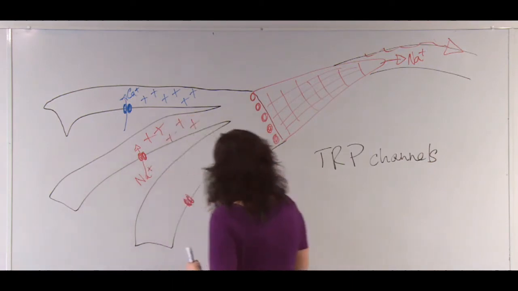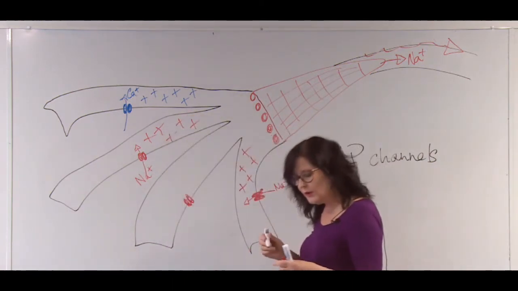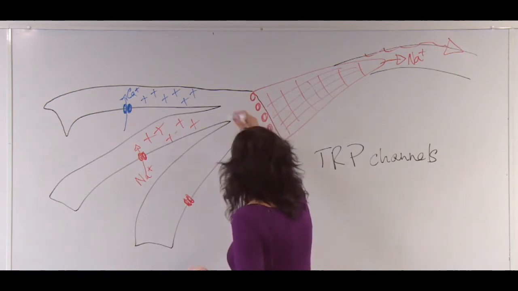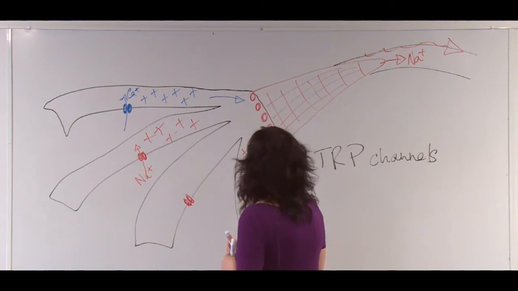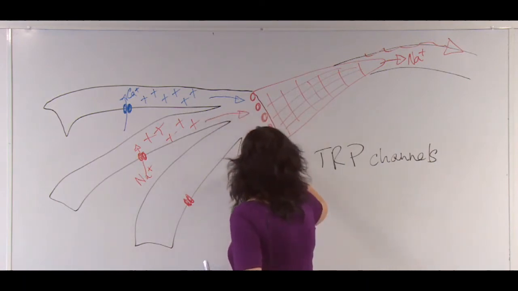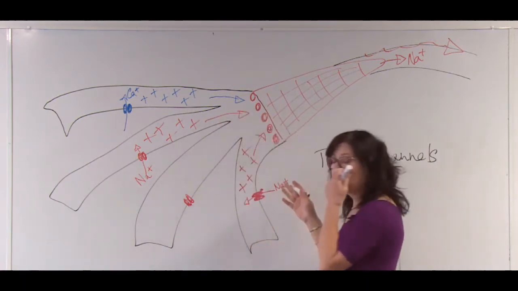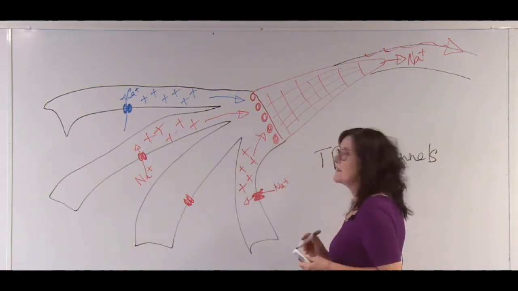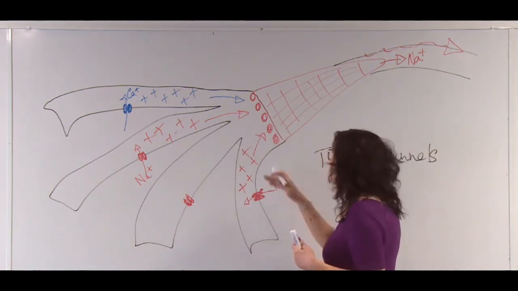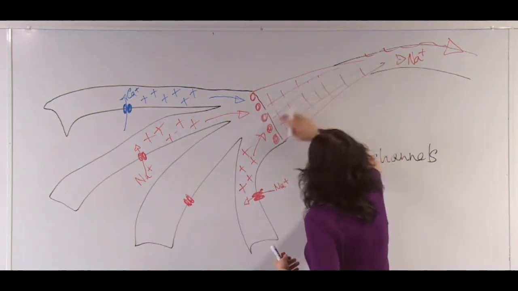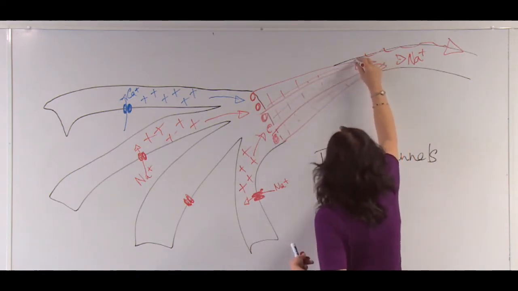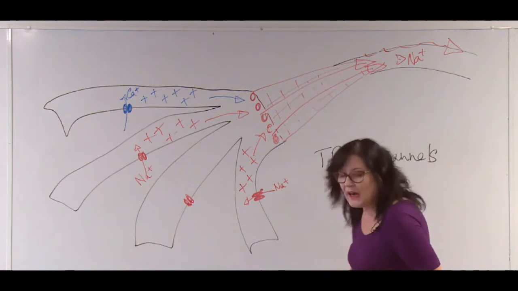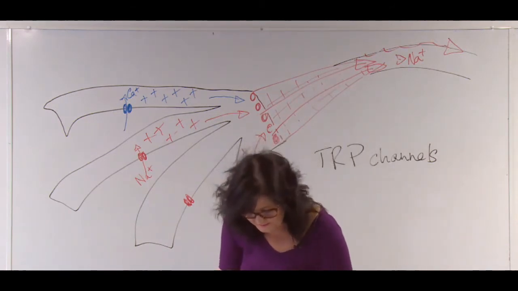And if you remember, just like the soma, all of this is going to start to diffuse down towards those voltage sensors. We activate enough of them, the voltage sensors reach threshold, and those channels open, and we get our flood of sodium into the axon. And that is basically transduction.